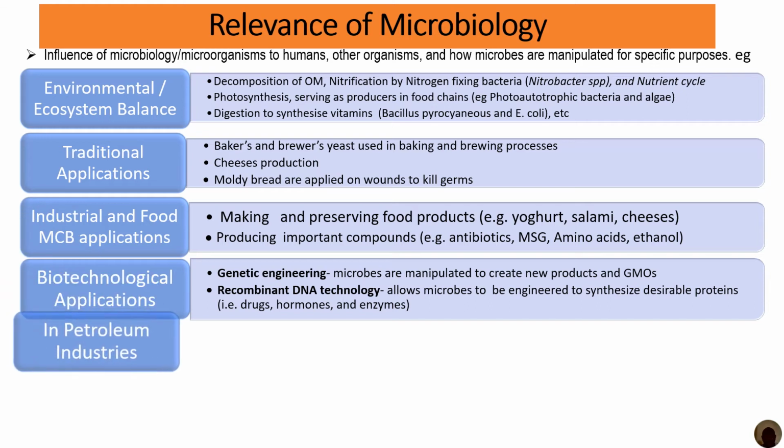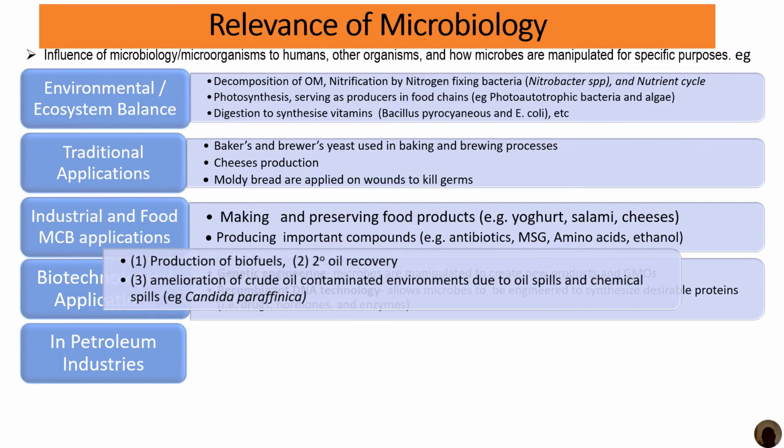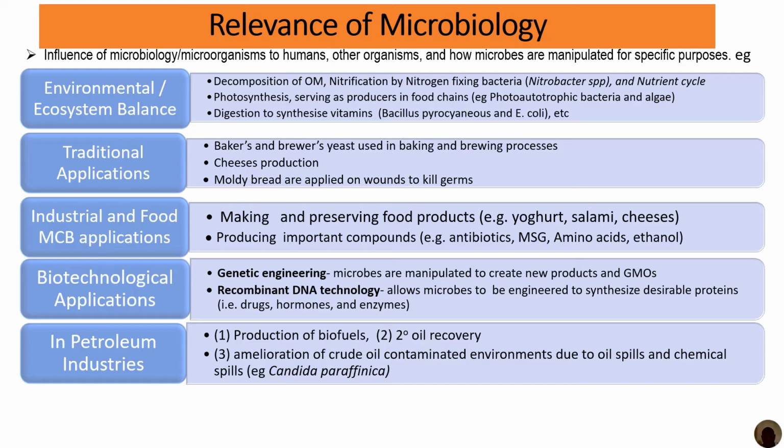Another important area of microbiological application is in petroleum industries. In petroleum industries, microorganisms are used for a number of processes. For example, some microorganisms are used to produce fuels. Microorganisms like methanogens are used to produce biogas, which is used for cooking and generating electricity and so on. In addition, microorganisms are also used in processes like secondary oil recovery, because crude oil formation starts with microbiological activities. So some microorganisms are applied for oil recovery in petroleum industries.